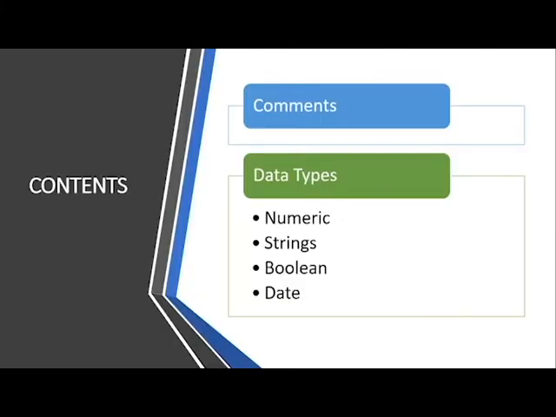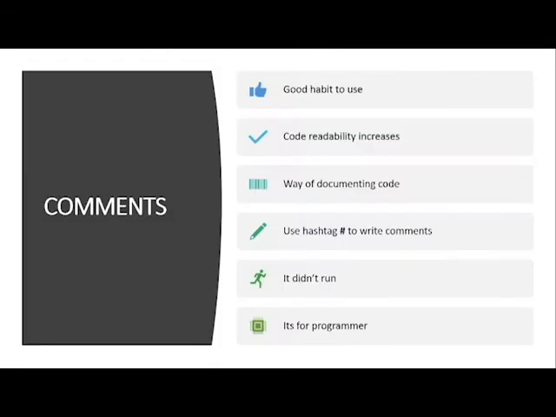So in this video, we will be looking at comments in Python and data types in Python. We usually categorize data types into four main categories, and they are numeric, strings, boolean and date. So let's first look into comments.